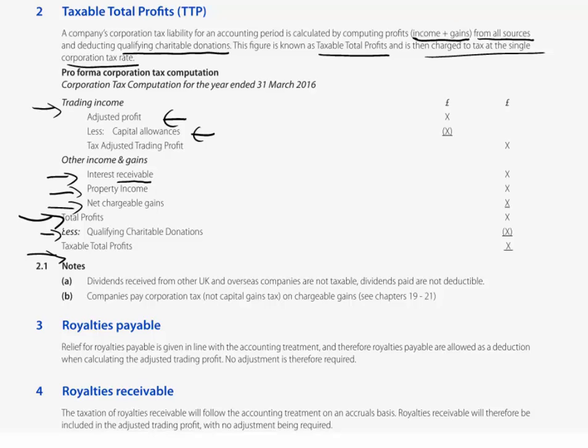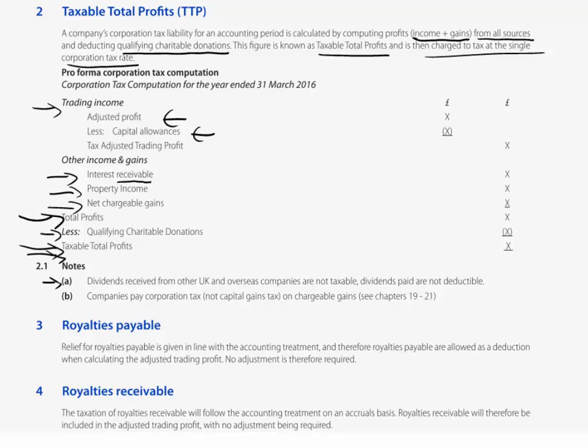This is so much easier when dealing with corporate tax. With corporate tax, they make qualifying charitable donations, they make gross payments to charity under the rules here for qualifying charitable donations, and that makes them deductions from total profit in deriving taxable total profit, TTP, and the corporate tax computation is then complete.